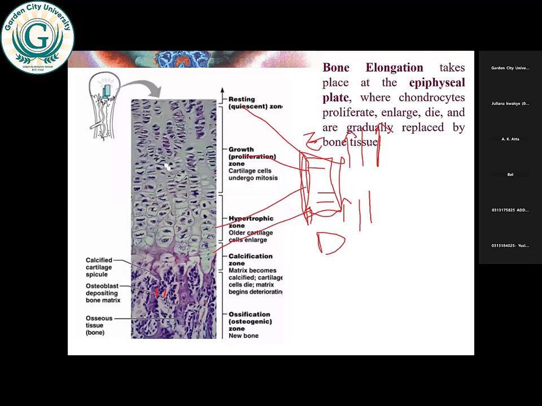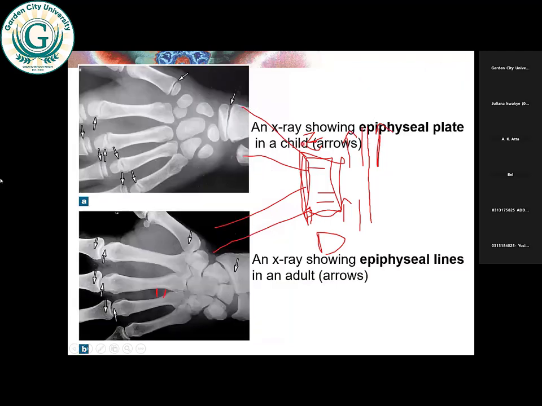Eventually there will be no cartilage. There will be no cartilage. And when there is no cartilage, it means that you cease growing. You can't grow tall again. You can't grow tall again.